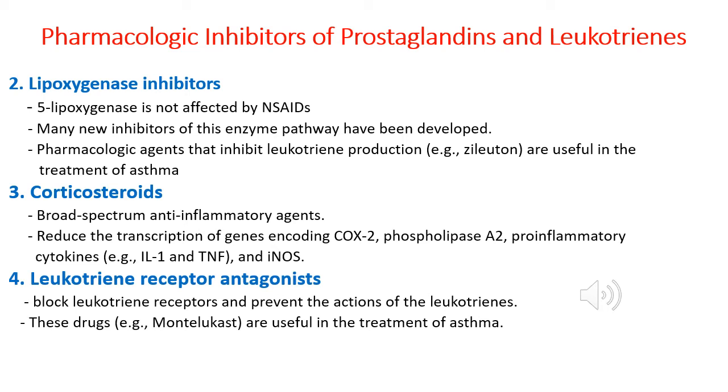Now, corticosteroids, or the steroids, are broad spectrum anti-inflammatory agents, as we said. They reduce the transcription of genes encoding COX-2, phospholipase A2, and pro-inflammatory cytokines including interleukin-1 and tumor necrosis factor, and iNOS. The leukotriene receptor antagonists block leukotriene receptors and prevent the actions of the leukotrienes, and therefore these drugs, like montelukast, are again useful in the treatment of asthmatic patients.